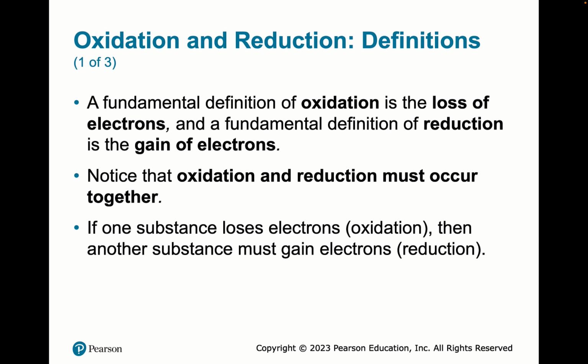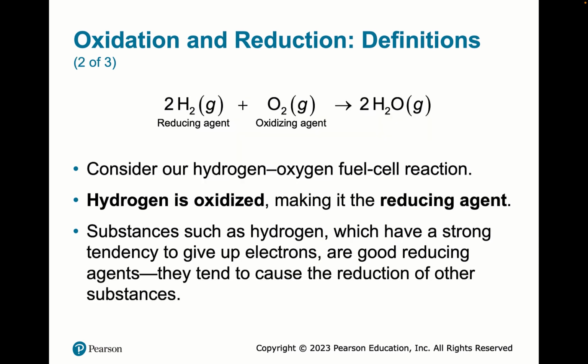So that's the most general. Oxidation is loss of electrons, and reduction is gain of electrons. Reduction can also be described as a loss of oxygen, a gain of hydrogen, and a gain of electrons. If something loses electrons, something needs to gain electrons. So oxidation and reduction come together, and sometimes we abbreviate it to redox. These reactions have to happen in tandem, together.